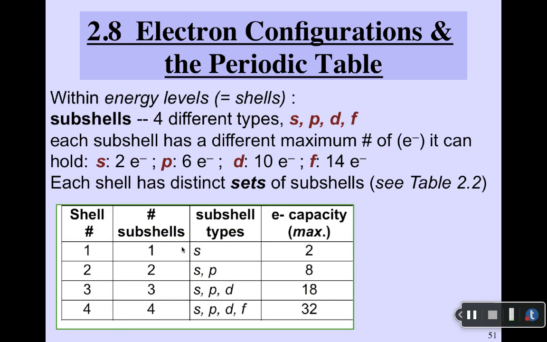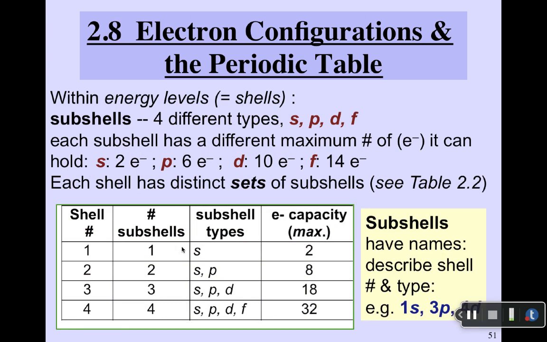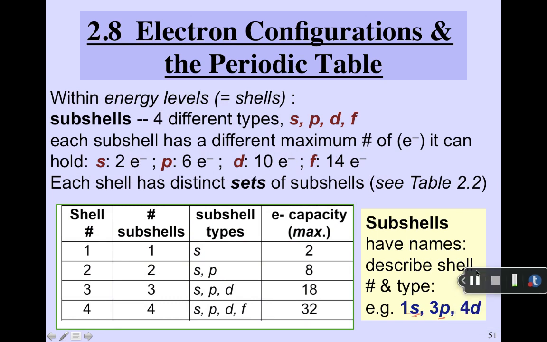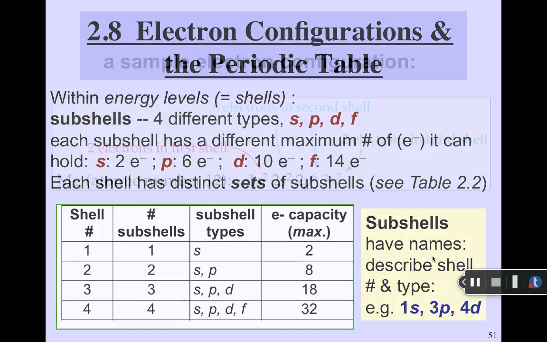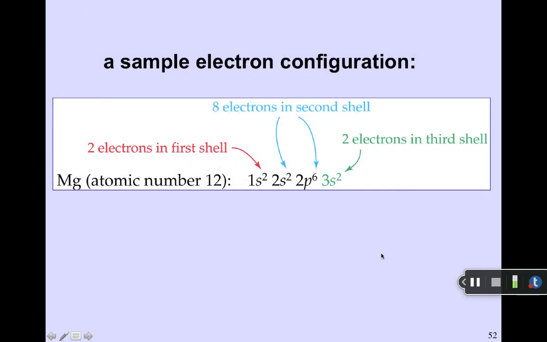So within each energy level we have subshells with names of s, p, d, and f with different capacities of electrons, which we've already seen, and you'll have names that describe the shell and the type for every subshell. So there are going to be things like 1s and 3p, and 4d is another electron subshell. And these will each describe shell and subshell locations for those electrons.